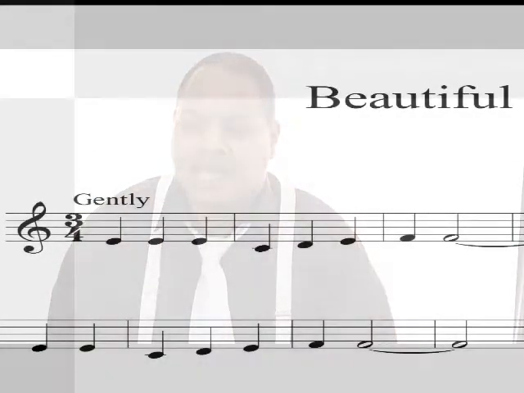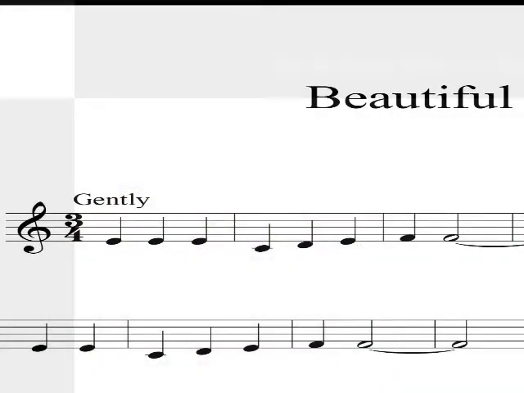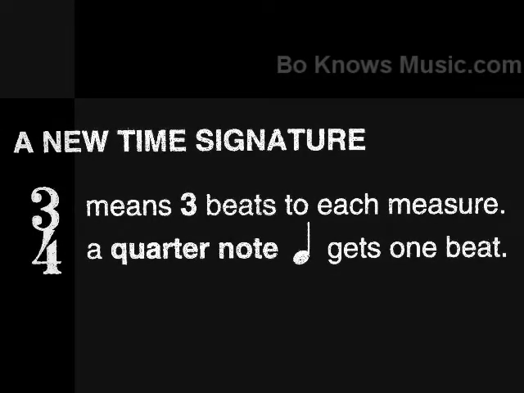Beautiful Brown Eyes is a folk song. Above the time signature, you will see the word gently. This refers to the tempo. The time signature is a little different, 3/4. That means that we have 3 beats in the measure instead of 4. So the top number tells us how many beats are in the measure. We have 3. The bottom tells us which note gets the beat. So that means it's a quarter note. So in the measure, we can have 3 quarter notes in the measure.